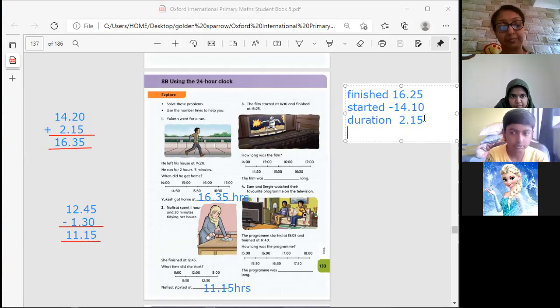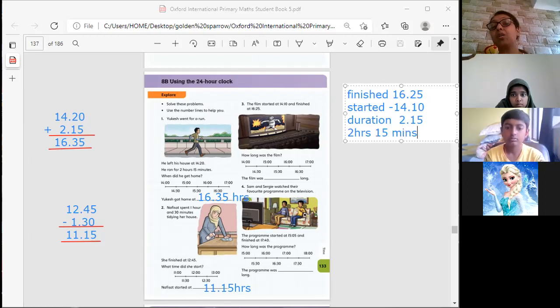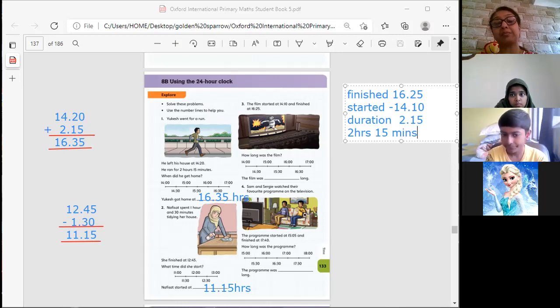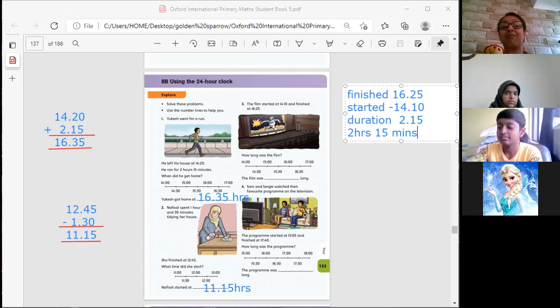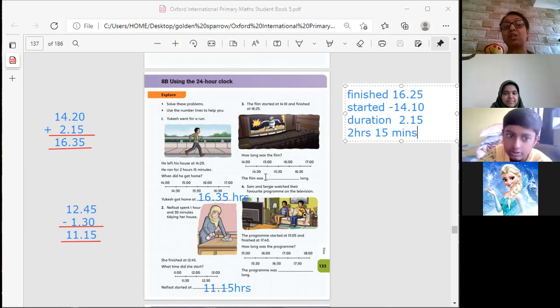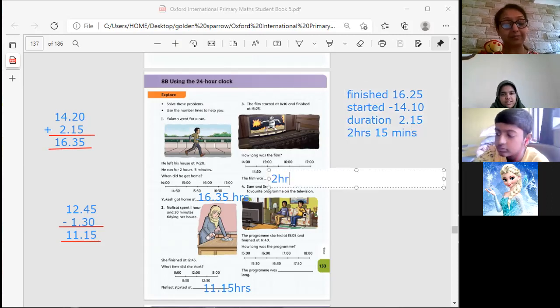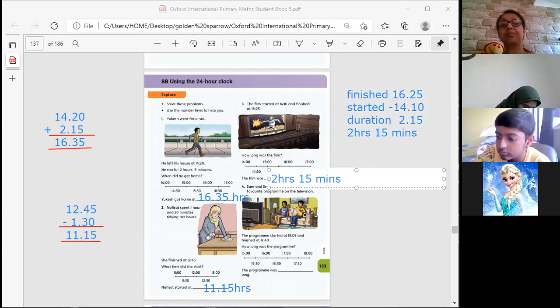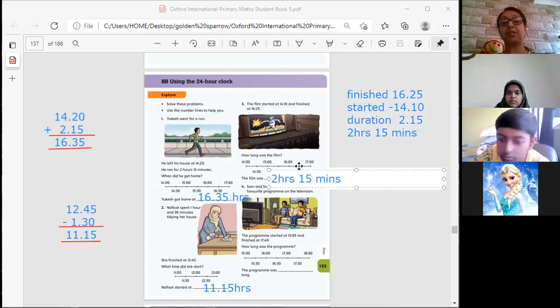2 hours 15. Yes, ma'am. You will not write 14:15 in 24 hours. The time in duration is going to be in hours and minutes. You will not write how long was the film as 14. The film cannot be 14 hours. Can the film be 14 hours? Who would watch that? The film was 2 hours and 15 minutes. Got it?